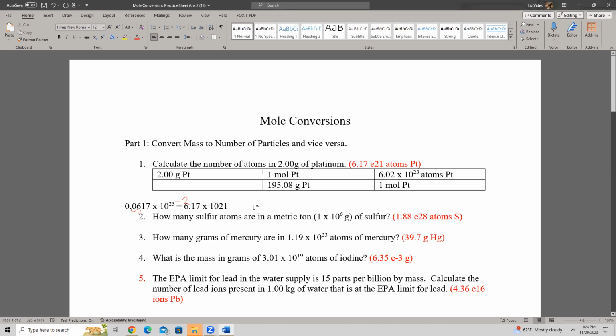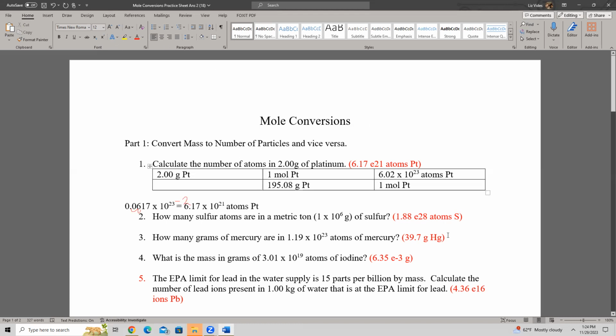You see that? And isn't that what the answer is? The E means times 10 to the, I was lazy that day. All right, and there you go. And that's, of course, atoms of platinum. See? And there you go. Okay. Pretty simple, right? All right.